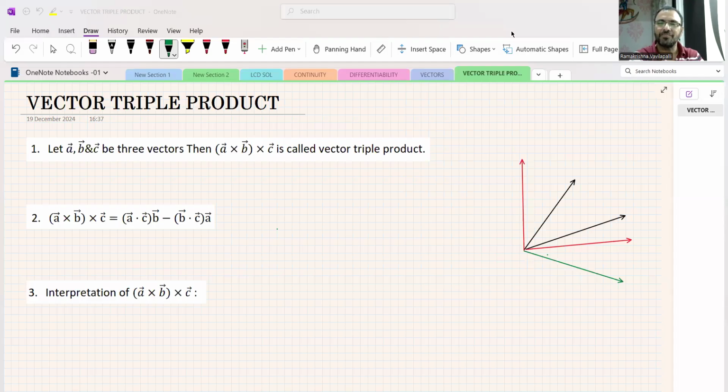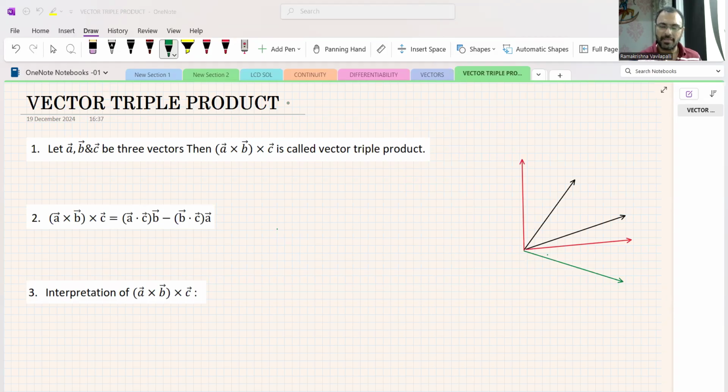Hi everyone. This is the last part of vector algebra. In this last part, I will explain what is vector triple product and how to apply this vector triple product to solve JEE Main questions or JEE Advanced questions.